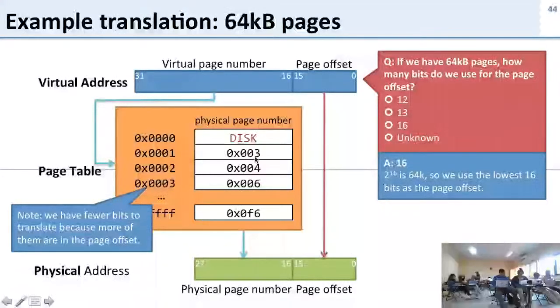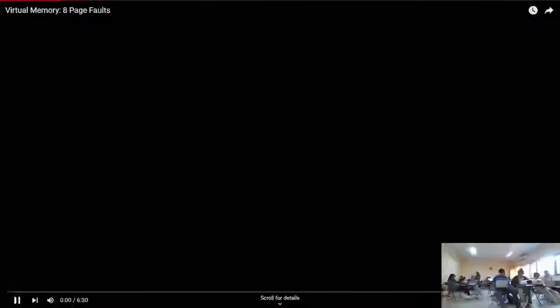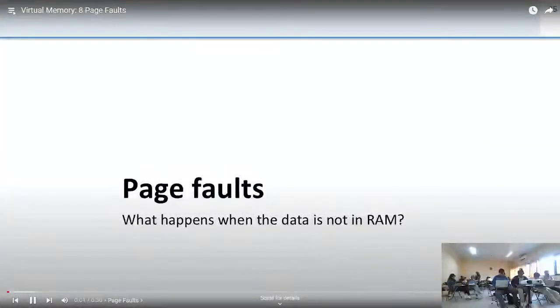And then each one of these is going to have fewer bits for the physical page number because we have fewer physical pages. So by making larger pages, we have fewer entries in our page table, but we have to deal with data in a larger bunch. This now means that we have 64 kilobytes of data on disk instead of just 4 kilobytes the way we had it before. Now let's talk about page faults.